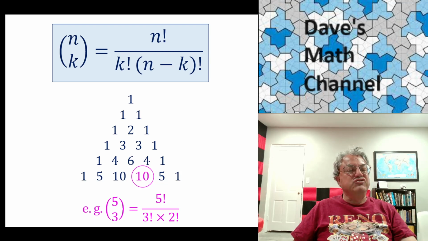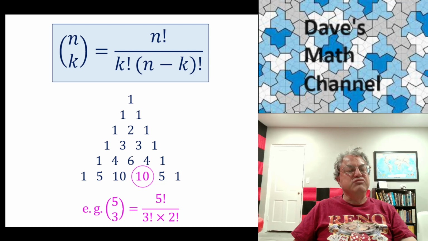5 choose 3 is equal to 10. That means if you had, say, 5 t-shirts in your drawer, and you want to choose 3, how many ways can you choose 3 out of 5 t-shirts? Well, it's easy. Just the binomial coefficient 5 choose 3, and if you use this formula on top, it turns out to be equal to 10.